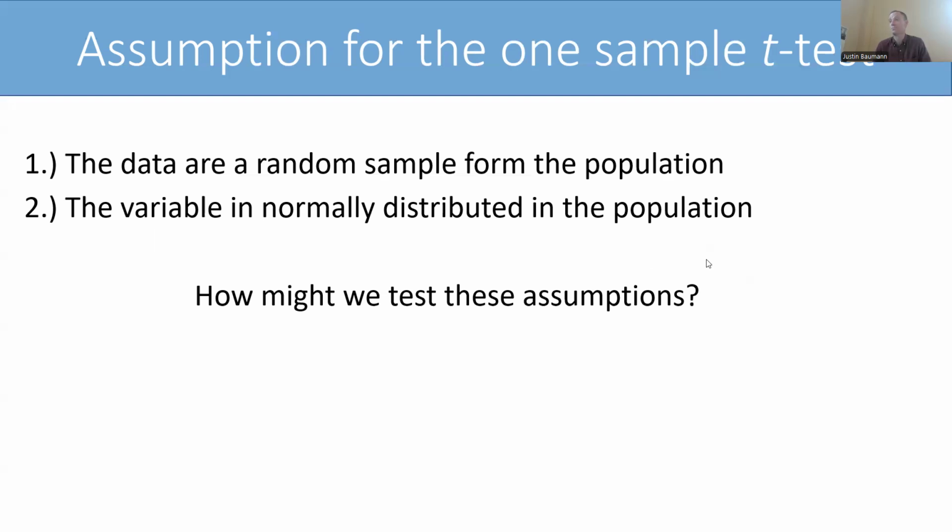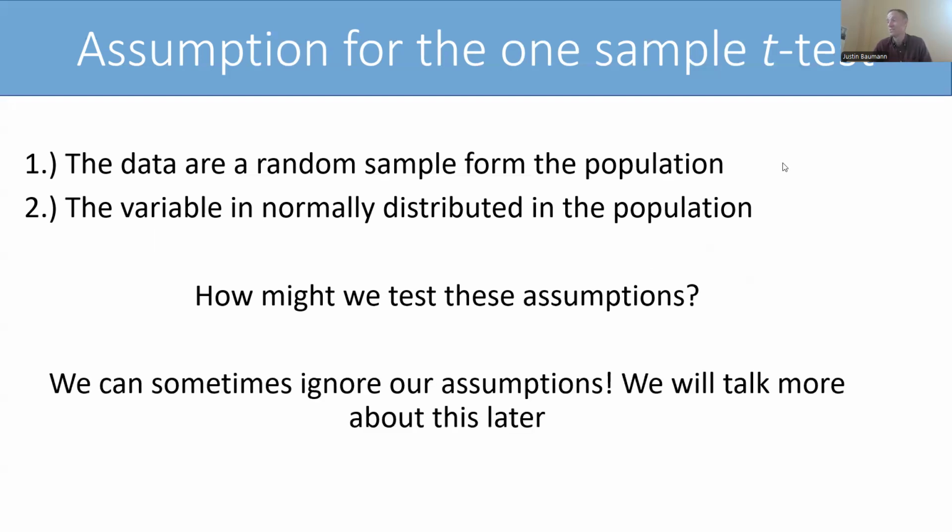This is how. We can sometimes ignore our assumptions. We're going to talk more about this later. In the lab in class, we are going to talk through some of these assumptions, how to test them, how to know when we don't need to test them, and what we can do about them. The short answer is that there's a version of t-test in R that's kind of the default t-test that is robust to assumption violations, which means we can use it even if we don't have all this stuff.